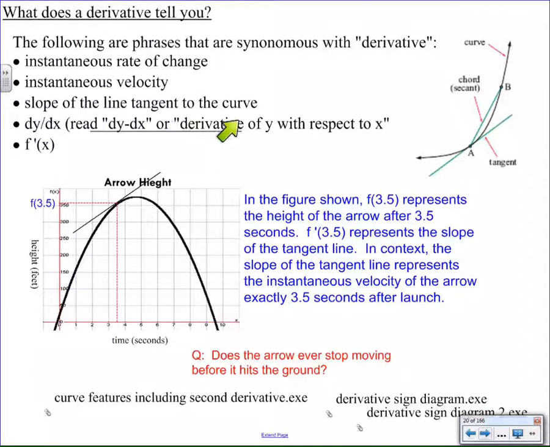Another way to say all of that is dy dx. We don't say dy over dx, we say dy dx. Or another way to say all that is f prime of x. So these are all synonyms for the same concept.